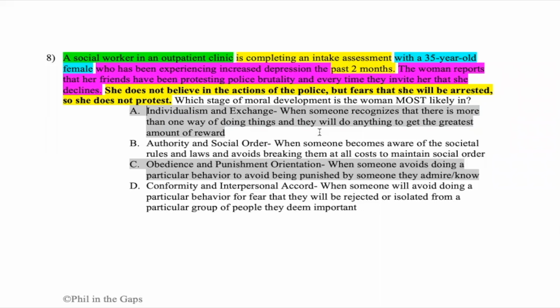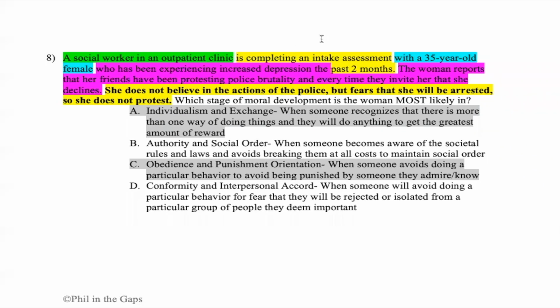Now we're in between B, authority and social order, where she is respecting people of authority in order to avoid being punished, aka arrested, or D, conformity and interpersonal accord: I'm going to conform with the group of people I want to be accepted by, and do what they tell me to do, regardless of what I believe. Let's look back at the question.